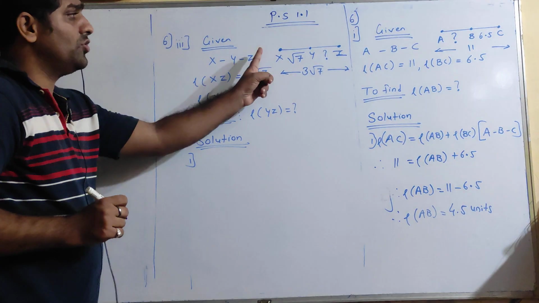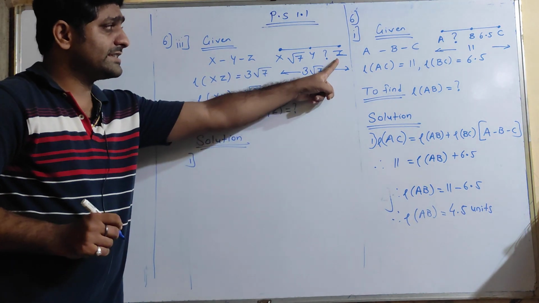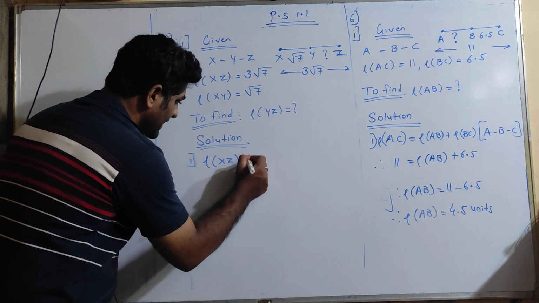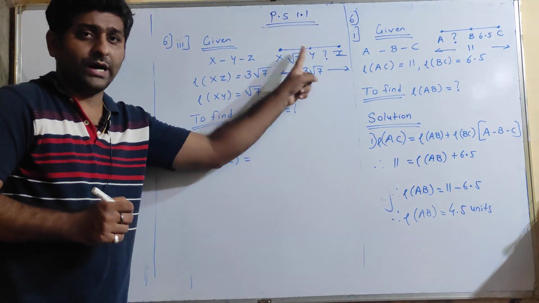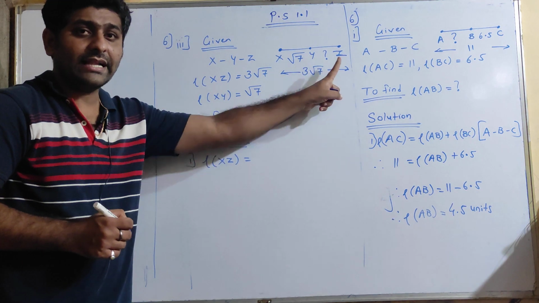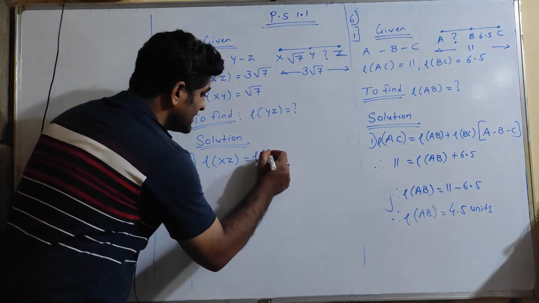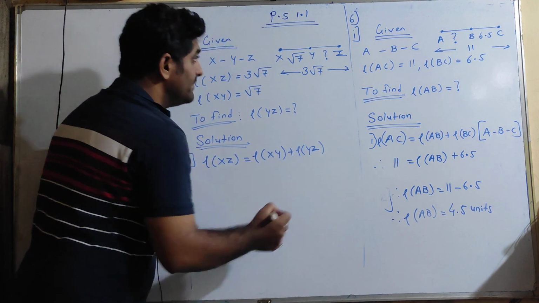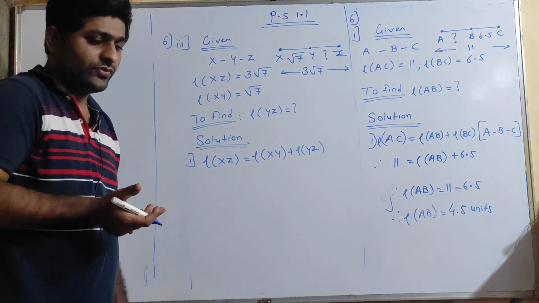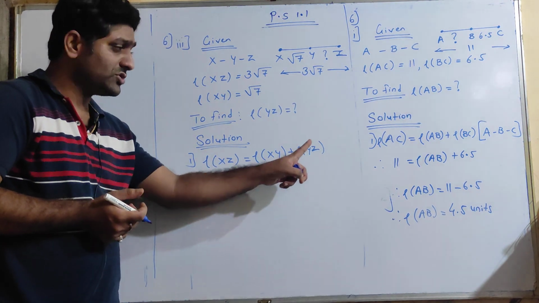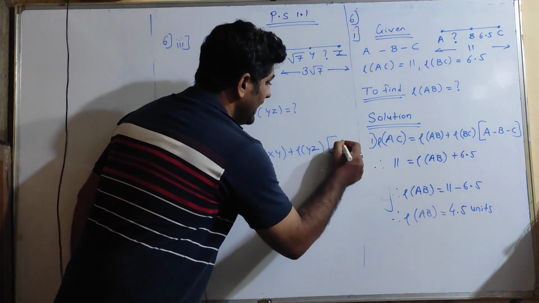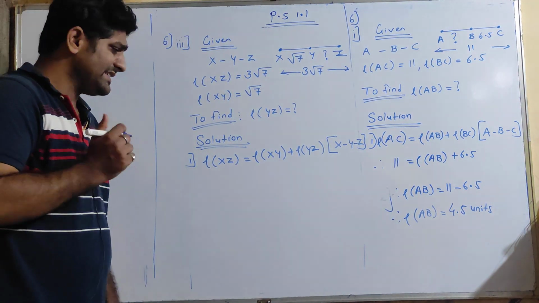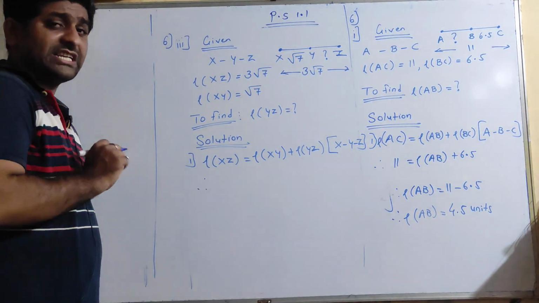First point, we know according to the figure, the greater distance is XZ. So let's write down XZ, and it is made up of two parts. The two parts are XY and YZ. So it is length of XY plus length of YZ. Correct? So we know this is according to betweenness property. So in bracket, reason: x dash y dash z. Correct?